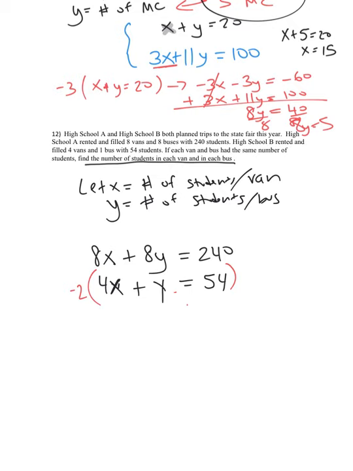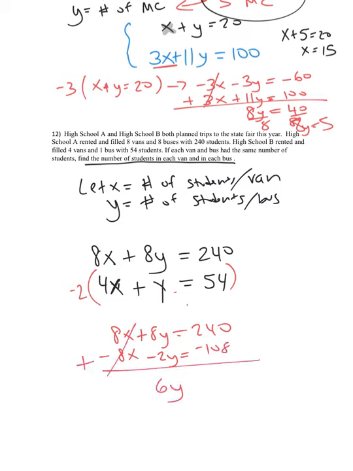I'm going to multiply by -2, so I end up with the first equation, 8x plus 8y equals 240, and then the second multiplied by -2, so -8x minus 2y equals -108. I'm adding the equations. The x's cancel. I now have 6y equals, what is that, 32? No, that's not right. 132. Okay, so I'm going to divide by 6, y equals 22. That tells me that y, the number of students on each bus, is 22 students on each bus.